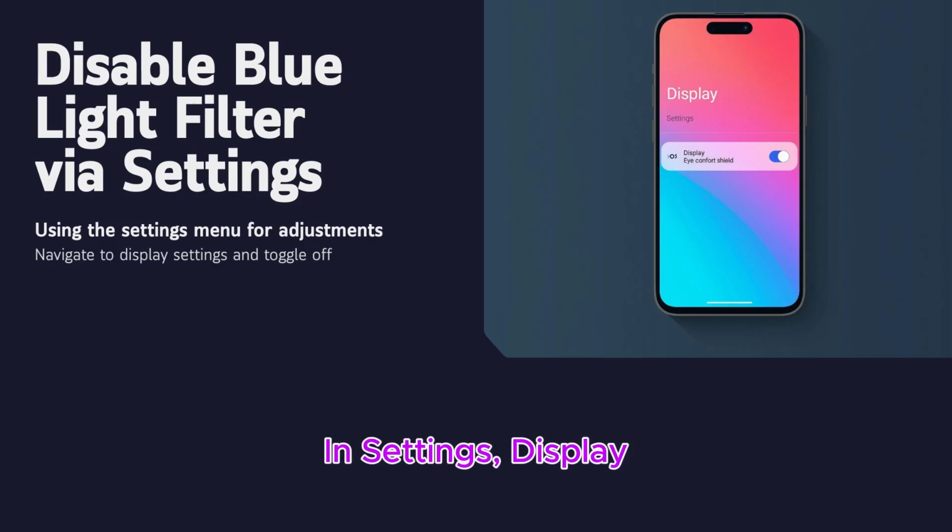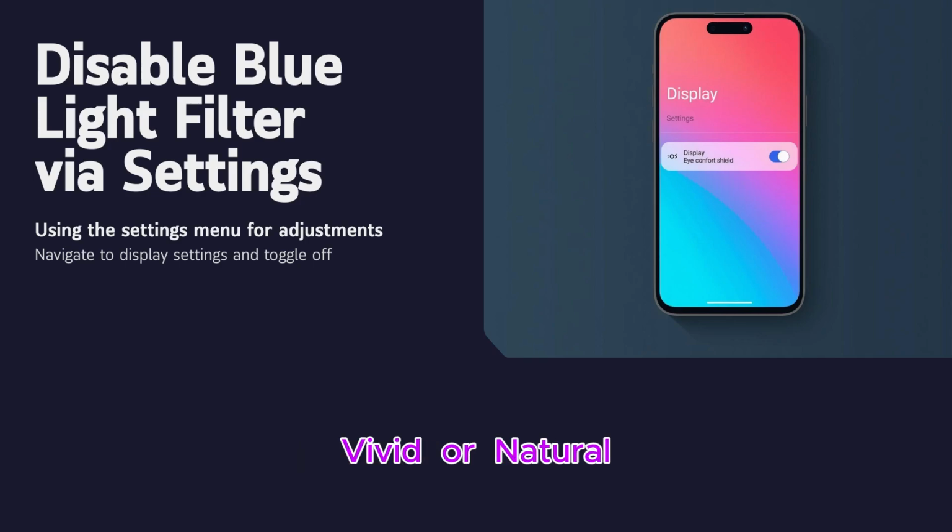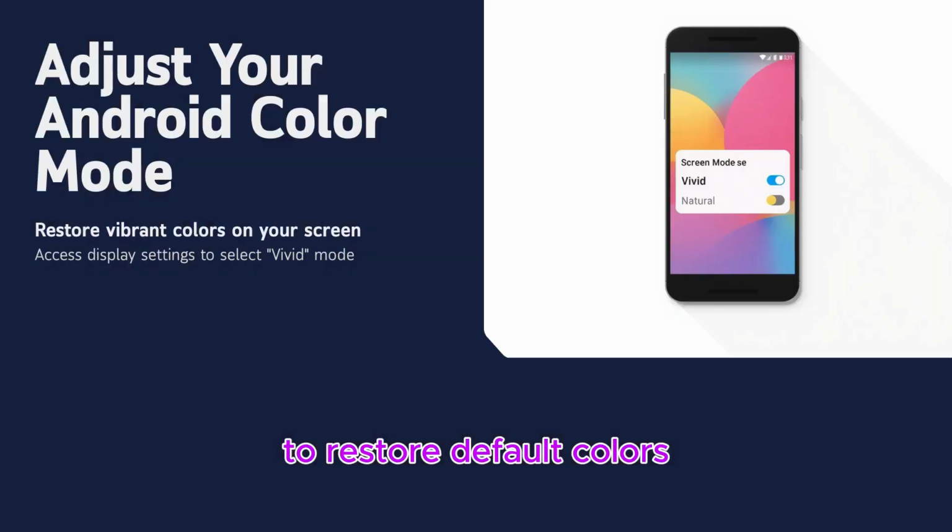In Settings, Display, look for Screen Mode or Color Mode. Tap it and select Vivid or Natural to restore default colors.